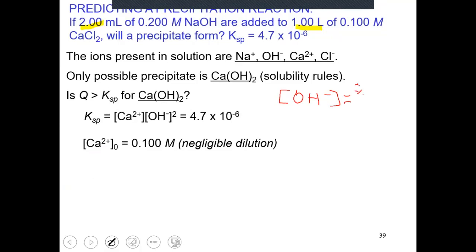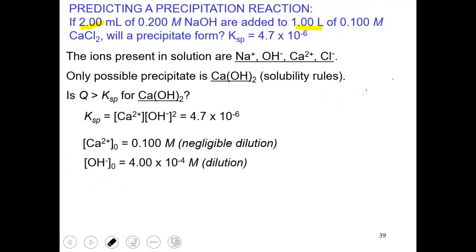Okay, this is the part of the screen where my thing doesn't work very well. 2 mLs. I ran out of space here. Okay, you guys know how to do this, right? Sorry about that. Anyway, you have to dilute the hydroxide. 2 milliliters of 0.2 diluted into 1 liter is essentially a 1 in 500 dilution. So you're going to get 4 times 10 to the minus 4 molar, right?